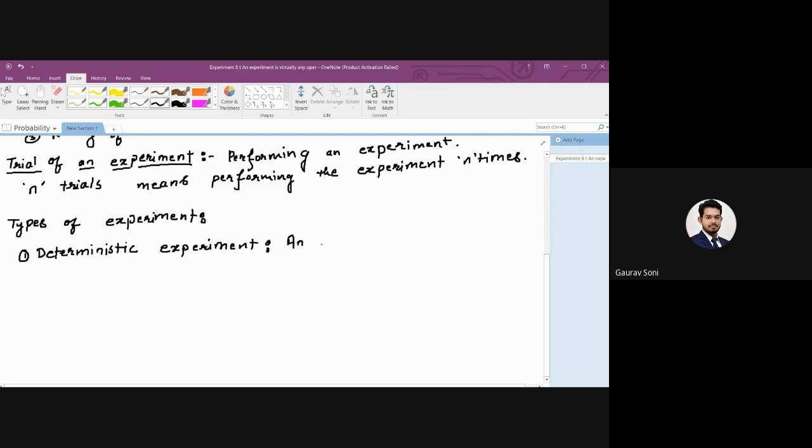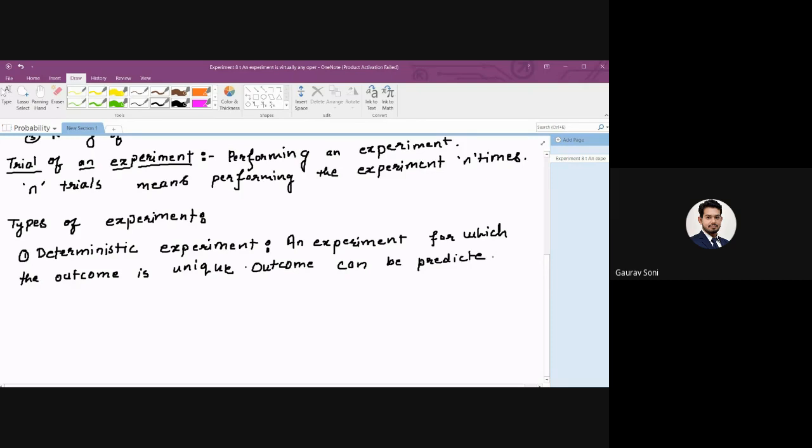An experiment for which the outcome is unique, and the outcome can be predicted before the experiment is performed, before the trial, is called a deterministic experiment.